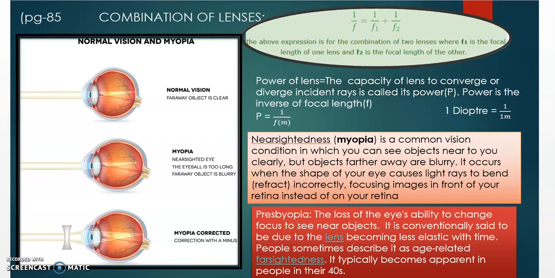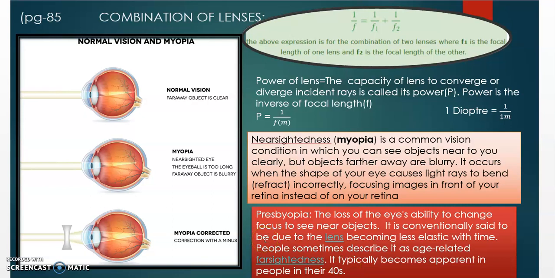Next is presbyopia. It is also called age-related farsightedness, and it normally occurs for people near the age of 40. What happens is the eye loses the ability to change focus to see nearby objects. It is conventionally said to be due to the lens becoming less elastic with time. It typically becomes apparent in people in their 40s.